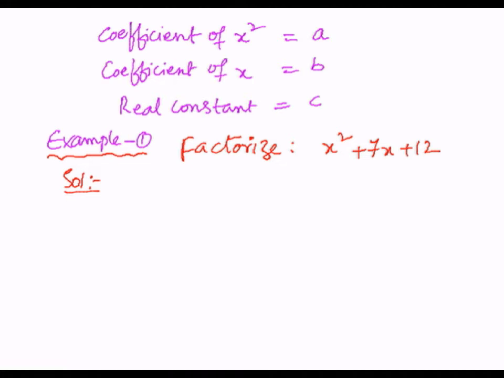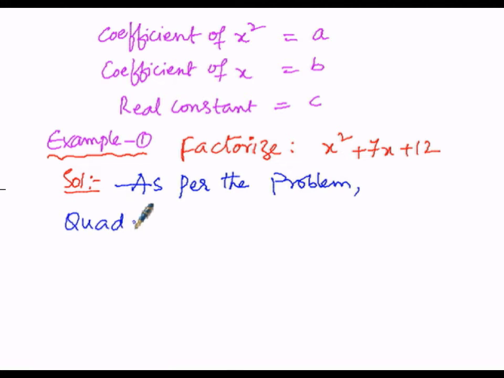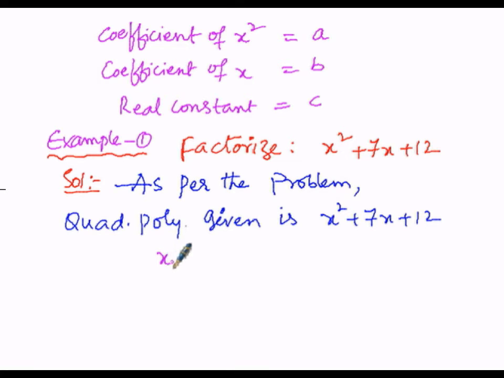In the solution, as per the problem, the quadratic polynomial which is given for us is x square plus 7x plus 12. So we have to factorize the quadratic polynomial x square plus 7x plus 12. So here x square plus 7x plus 12 is given for us.